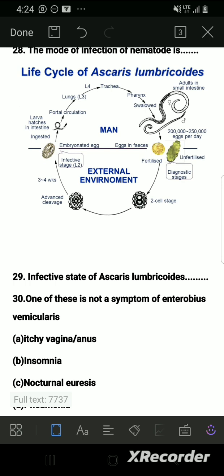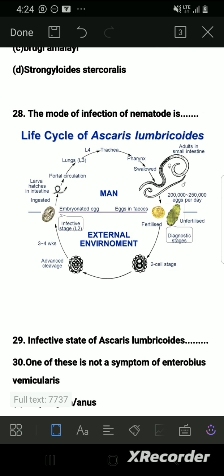So you should use this in your diagnosis. That is all I have for Ascaris lumbricoides.